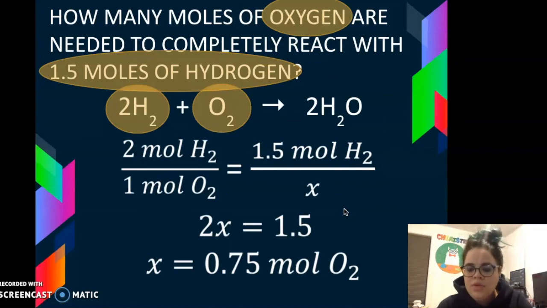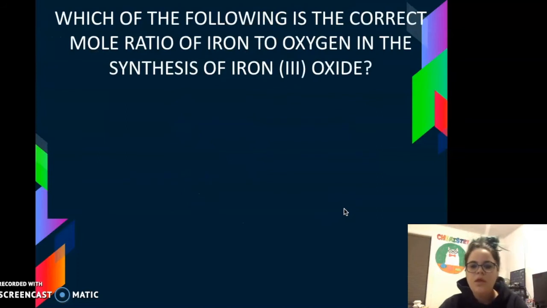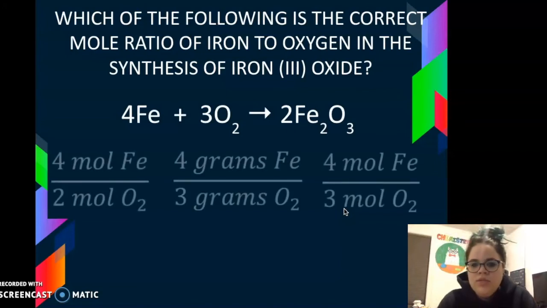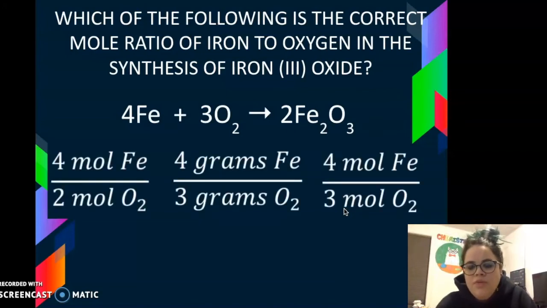But first I want to go through an example of what a multiple choice question would look like for this. Which of the following is the correct mole ratio of iron to oxygen in the synthesis of iron 3 oxide? So they'll give you the balanced equation and they'll give you some answer choices. Which one of these, A, B, or C, is the correct mole ratio of iron to oxygen in the synthesis of iron 3 oxide?